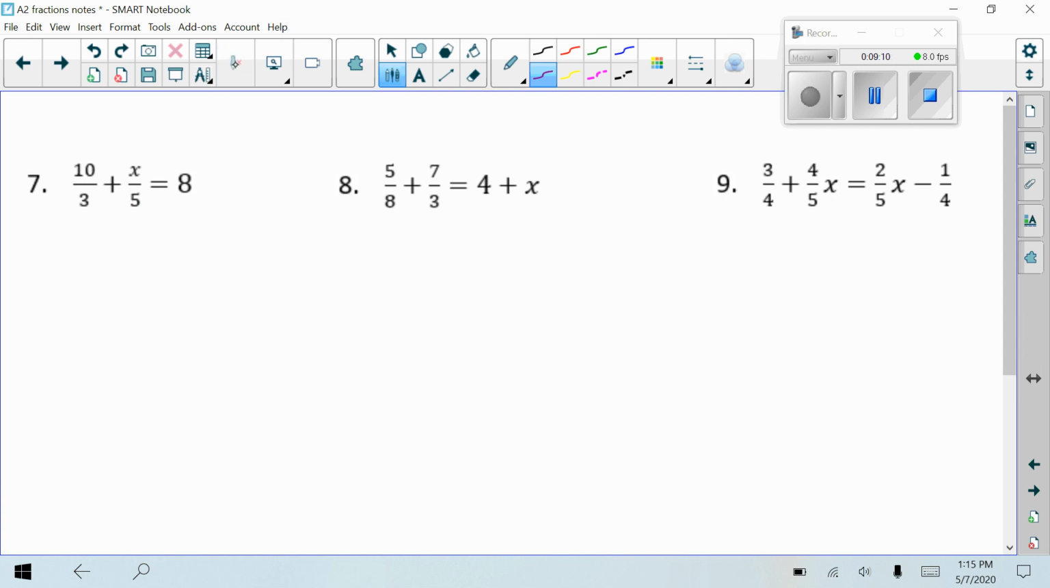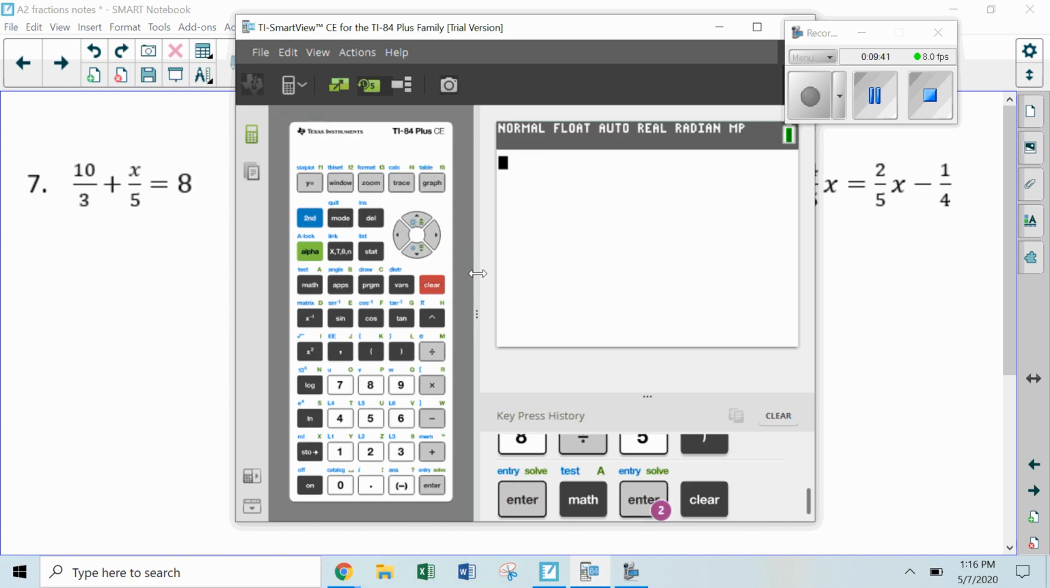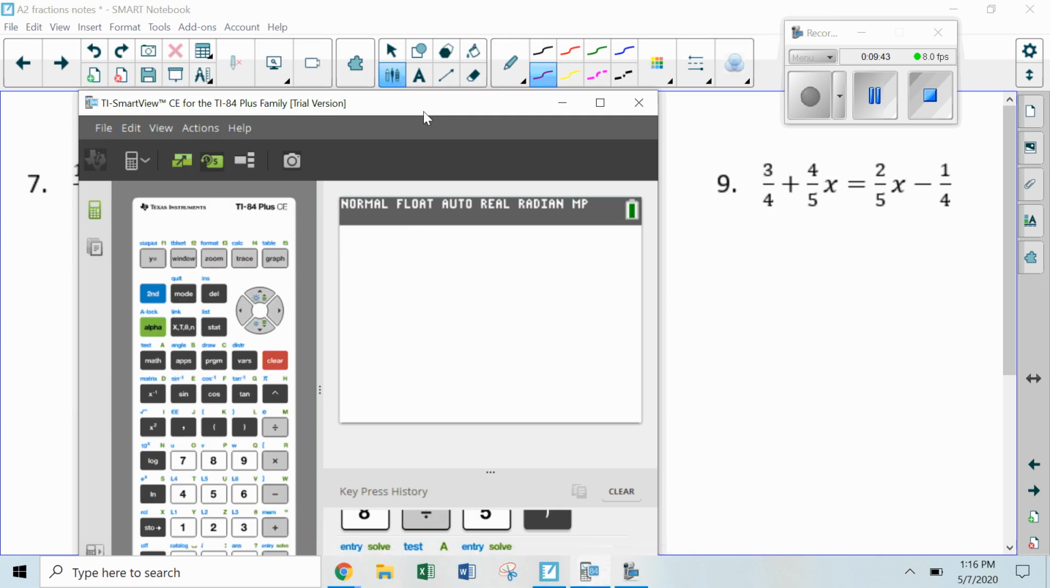Number 8. Look what's happening over here on the left. These two numbers are just being added. It's just like if I were to say 5 plus 12 equals 4 plus x. We would combine these because they're like terms. So let's combine 5/8 and 7/3. Now we could get a common denominator of 24, but I will show you with a calculator. So let's do a calculator real quick since we've done a lot of practice.